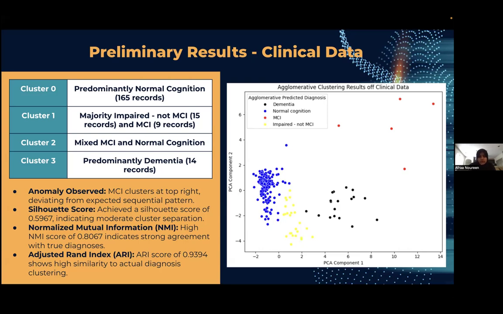This might be due to our selected features not fully capturing the differences between stages, or it could indicate that some MCI and dementia subgroups have similar profiles, impacting the clustering results. To address these issues, our next step will be to dig deeper into these anomalies to refine and verify our findings.